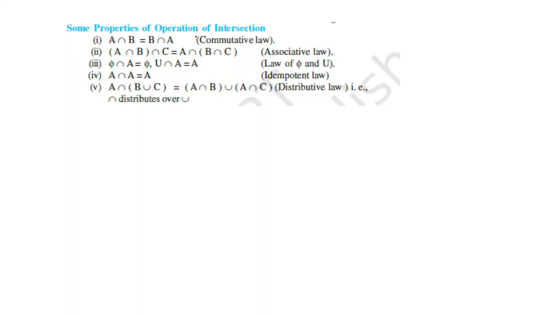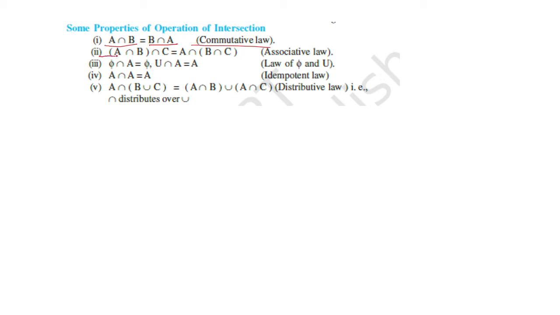Next, some properties of intersection. If you compute A intersection B for two sets and B intersection A, then you will see that both results are the same, which is called the commutative law. It is similar to union.